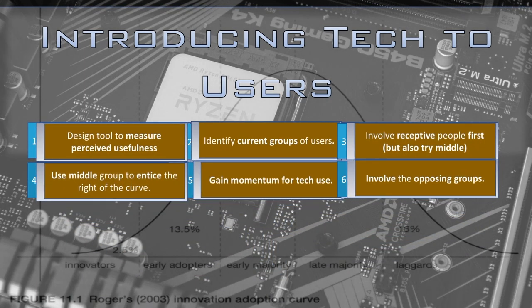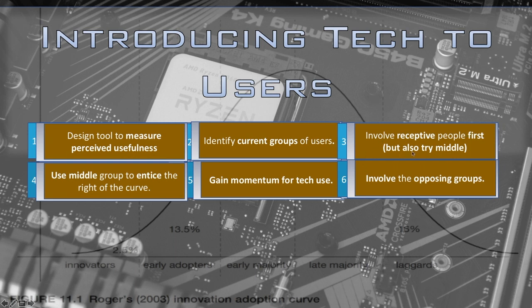So when you're introducing tech to users, we're always measuring the perceived usefulness. So we want to know what the people are thinking, if we've burned them out, or if they're loving it, or somewhere in between. Identify current groups of users, so you'll know which of your coworkers belongs in each of these 5 groups, and you'll know who to bribe with coffee and donuts or pizza later.